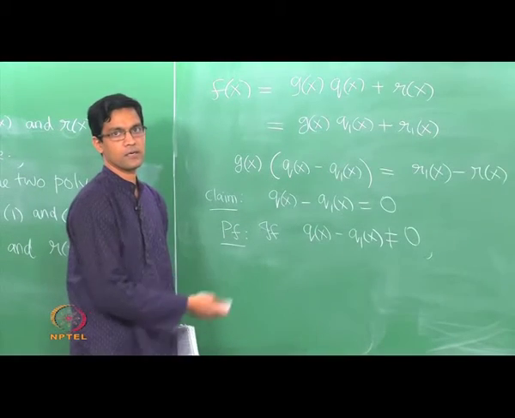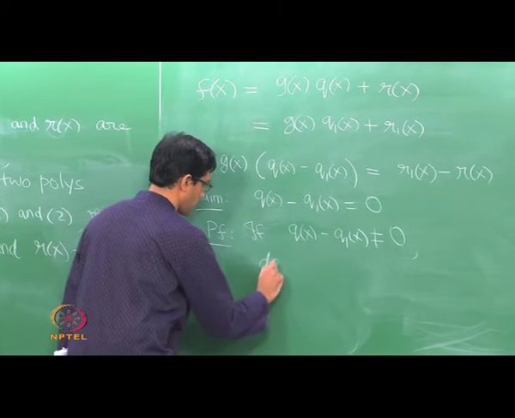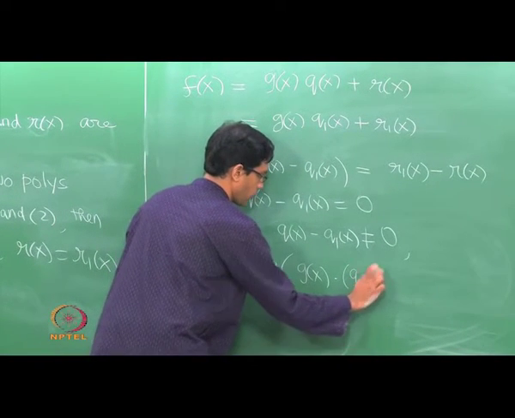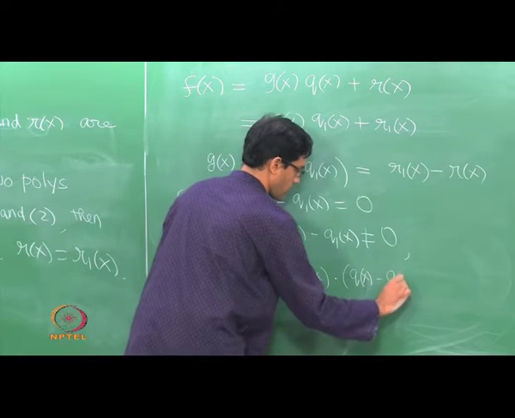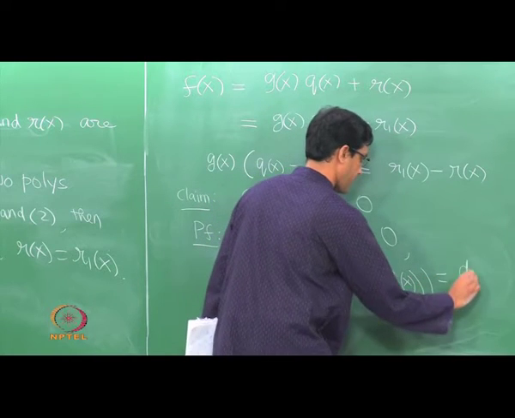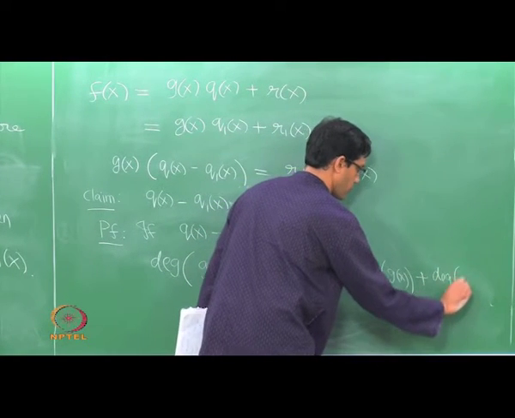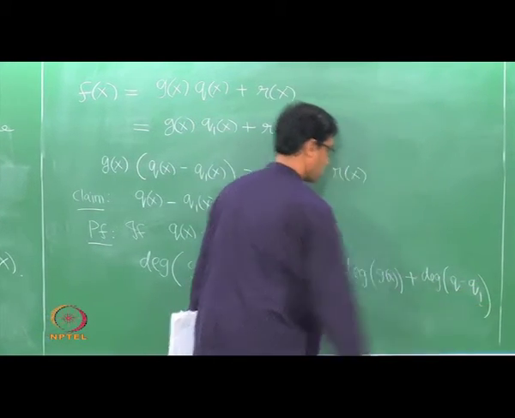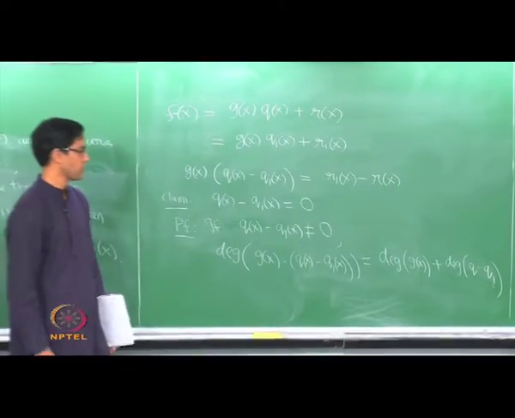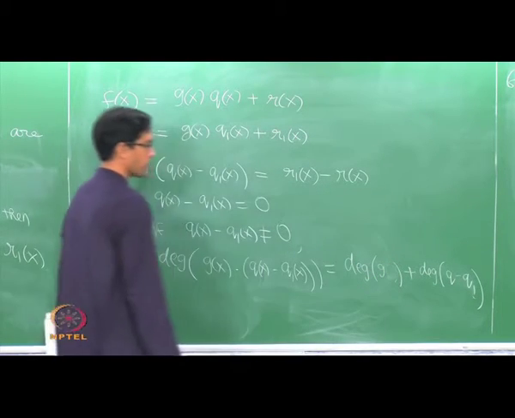Remember we had a property of degree. So what can we say? If both these are non-zero polynomials, the property of degree says the degree of g times q minus q1 must be the sum of the degrees. It is degree of g of x plus degree of q minus q1. I am just suppressing the x there. Often we will just use the symbols rather than writing of x each time. So it is degree of g plus the degree of q minus q1.